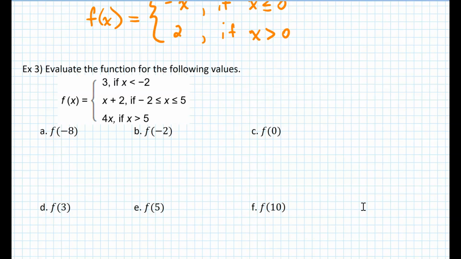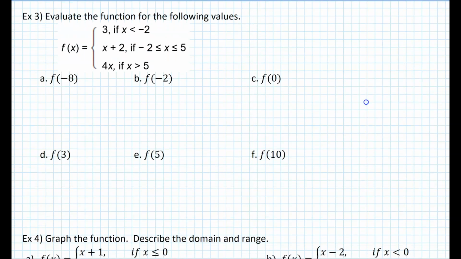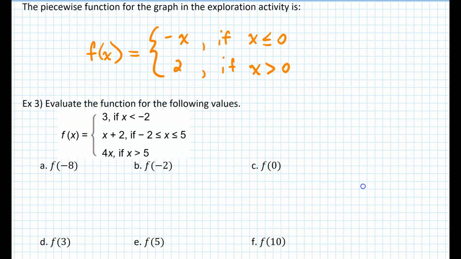Yeah. This way? Yes. The other way. This way? Yes, ma'am. Okay.